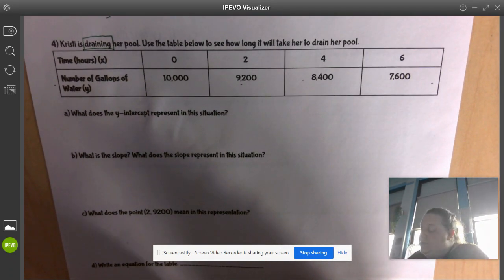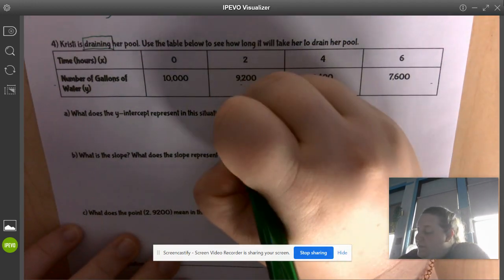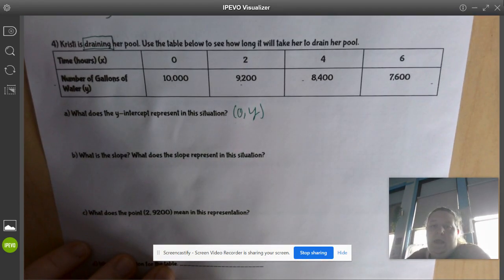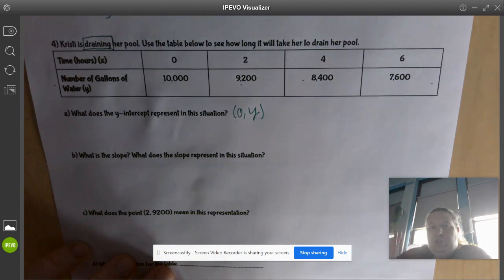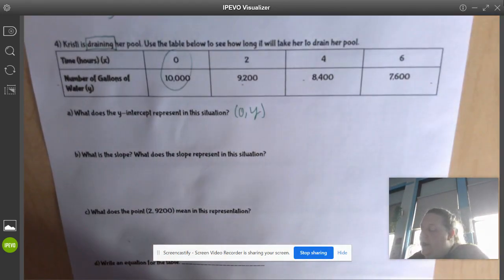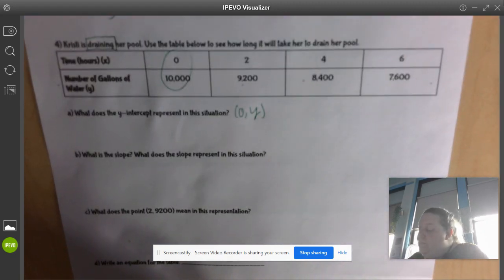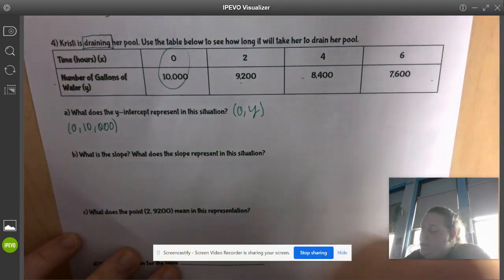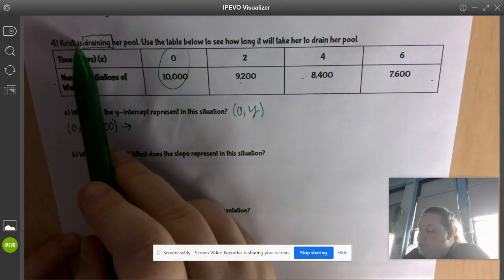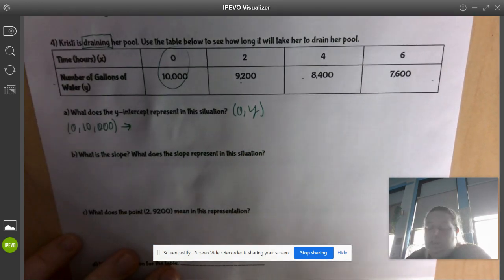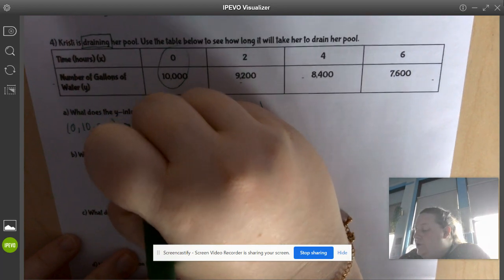So what does the y-intercept represent in this situation? So we know that the y-intercept is a point where x is 0 and we have a value for y. And that's because on the y-axis, you're not moving left or right, you're just going up or down. So in my table, I look to find where x is 0, and it's the first point. So that is (0, 10,000), okay? And what that means is, since we're talking about draining her pool, that is the number of gallons of water she starts with.